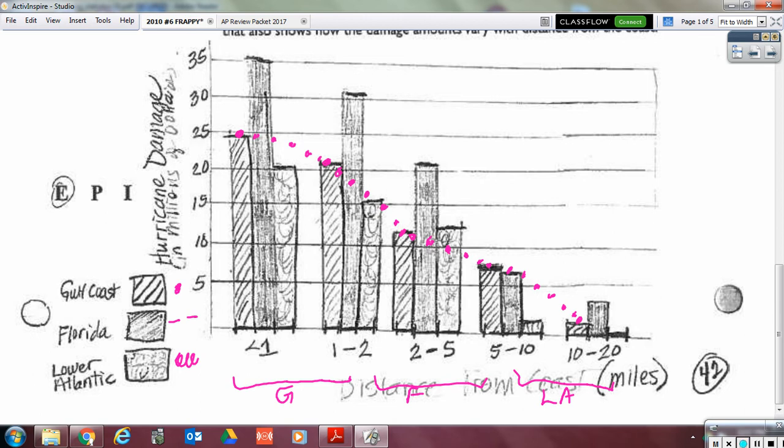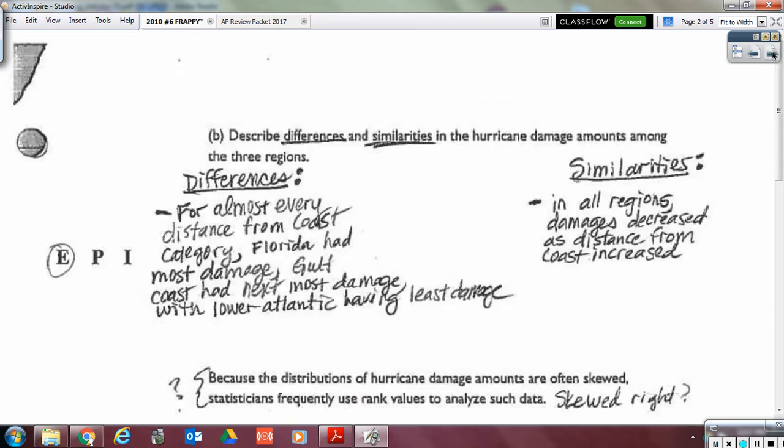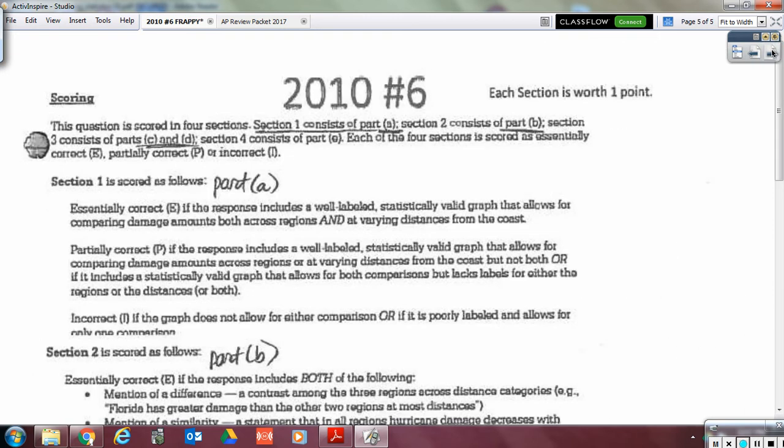All right. Next, the way that you got points on this was this. First of all, it had to be well labeled and statistically valid. You couldn't have a pie chart. That would actually not be an okay one to do on this. And if it wasn't well labeled and statistically valid, that was automatically an I, an incomplete, no credit.